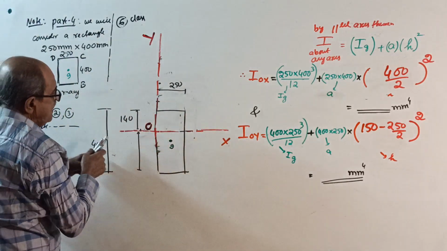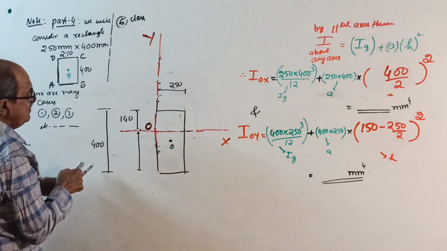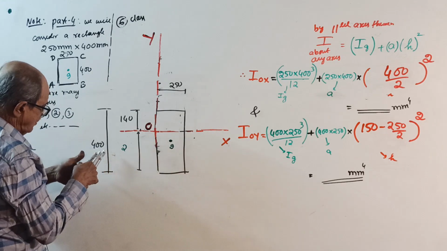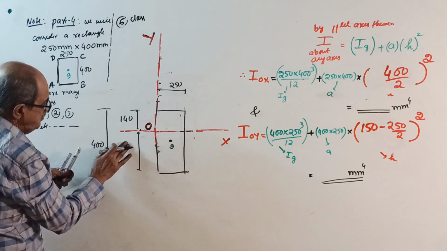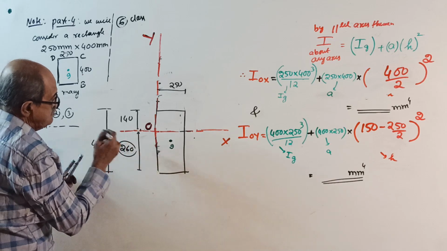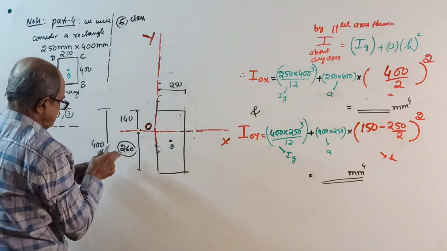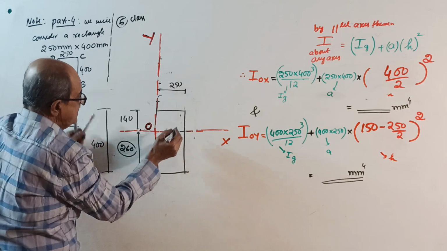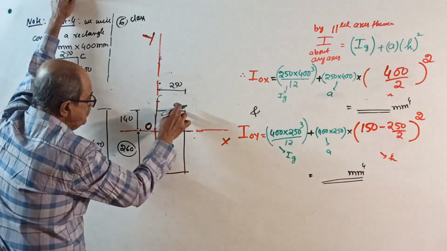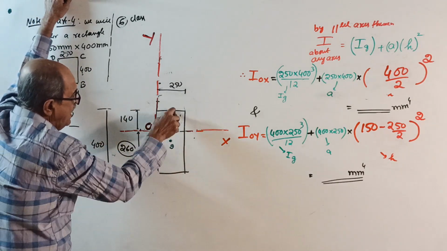So if that is 140, from 400 subtract 140, this will be 260. This we calculated, 260. Now this is the centroid G. This way midpoint. This way total is 400, so this is 200 and 200.